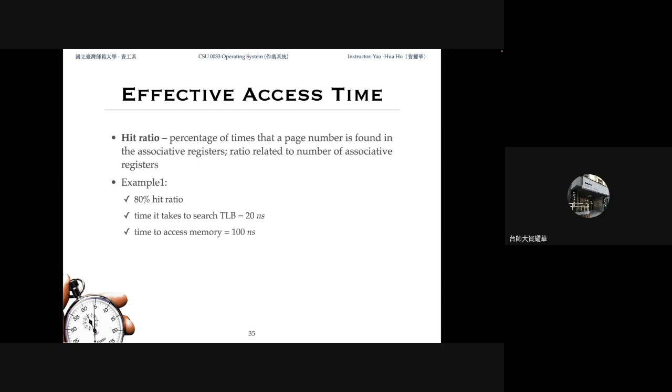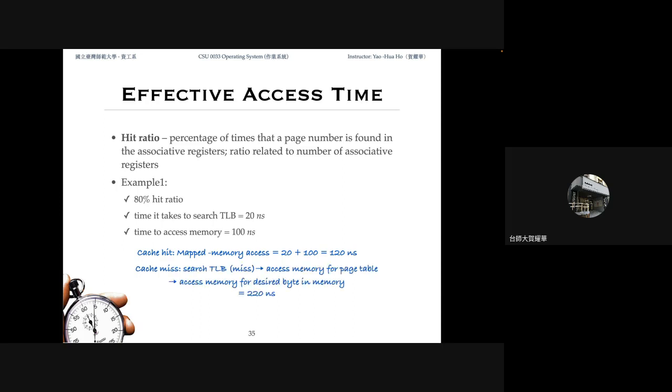So if you take a look, if the cache hits, what does that mean? I search in the cache, which is 20 nanoseconds, plus 100 nanoseconds, and I get 120 nanoseconds. When I have a cache hit, I access the cache, then I access the main memory to actually get the data. That's 120 nanoseconds.